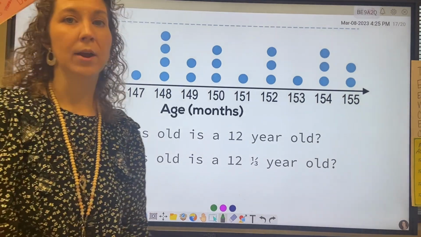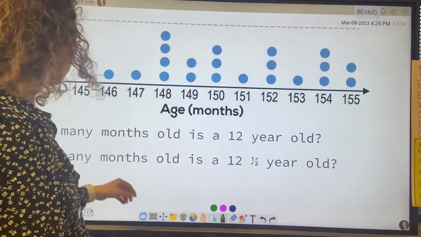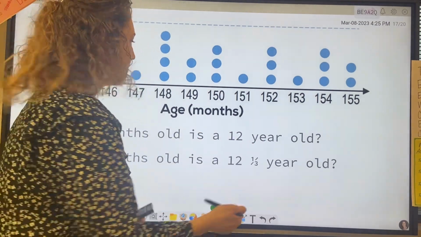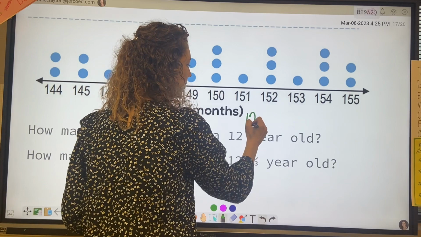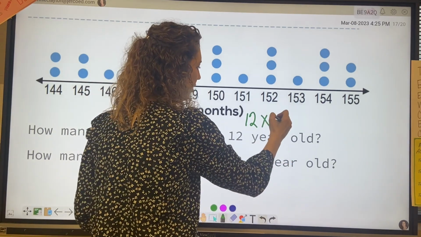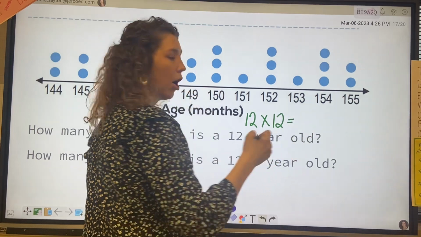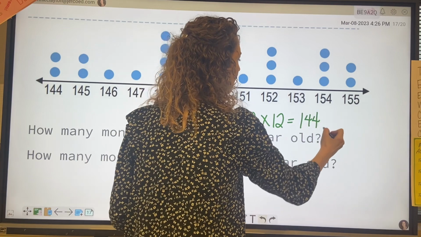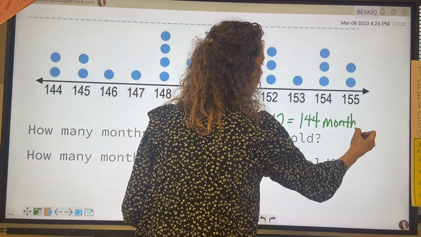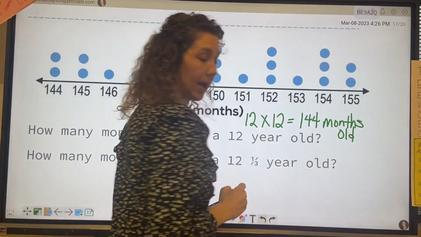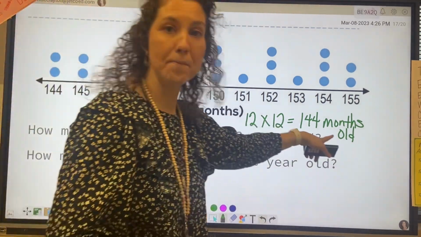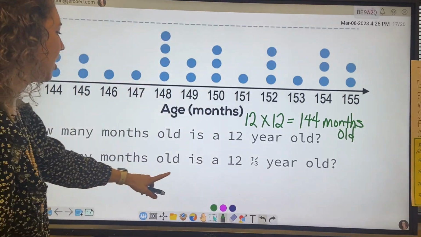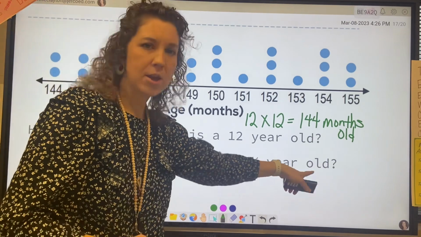So you need to remember, there's 12 months in a year. So how many months old is a 12-year-old? If you've been alive for 12 years and there are 12 months in a year, then on your 12th birthday, you are 144 months old. That seems old. Okay, how many months old is a 12 1/3 year old?